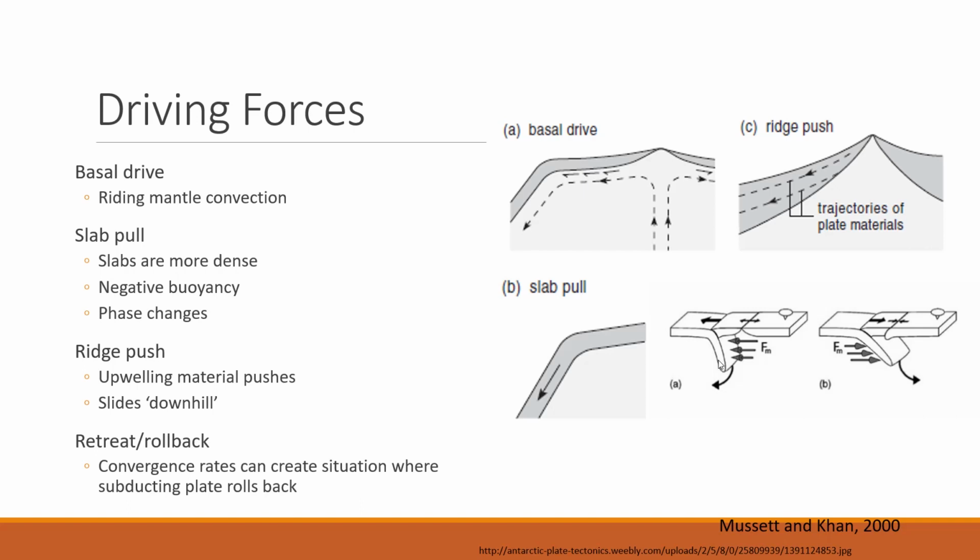The biggest ones on this are going to be slab pull is probably the biggest driving force, and then ridge push would be the second biggest. But slab pull is really what's driving this. You can think of the slab pull and the ridge push as being those large cells, that large convection cell within the mantle.